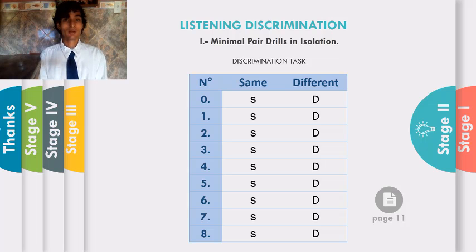For example, the first two words are the words pigeon and pigeon. Pigeon and pigeon. These two words are different. Pigeon and pigeon. So you circle the letter D. In page 8, you can find a similar discrimination task exercise for the stressed schwa sound. Feel free to check it out.